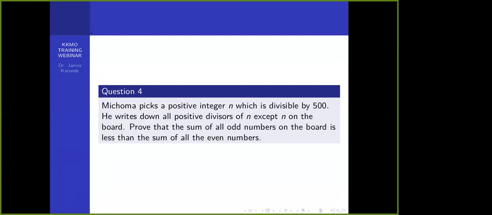So this is the last question for today. This one says Michoma picks a positive integer n which is divisible by 500. He writes down all the positive divisors of n except n itself on the board. The task here is to prove that the sum of all odd numbers on the board is less than the sum of all the even numbers. So again, you can take some time to play around with this.